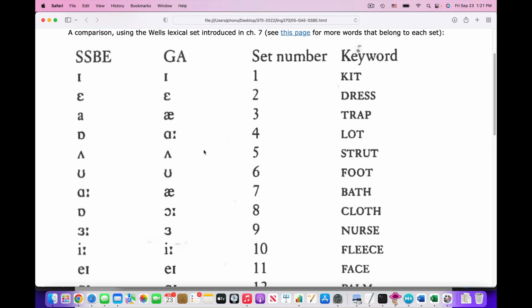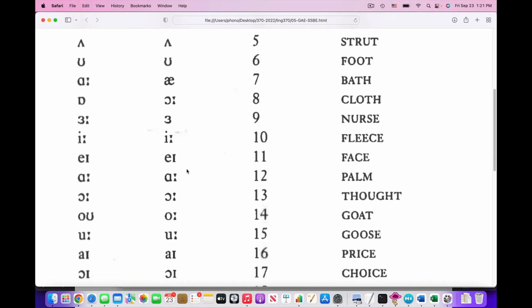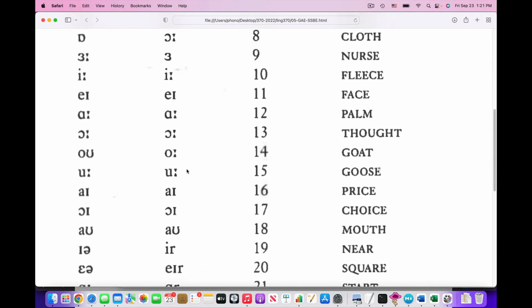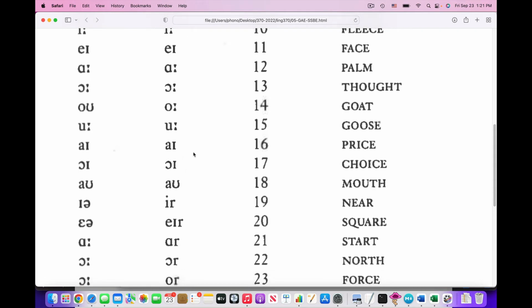Then we have a few other differences as you go through here. One that I'll pay particular attention to is the mid vowel. So here we have goat.